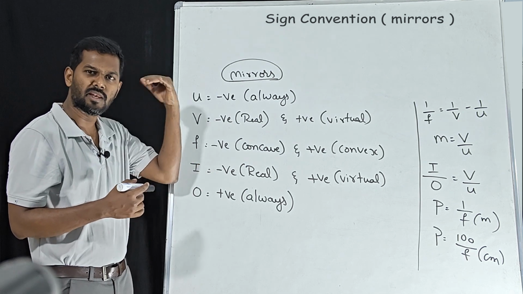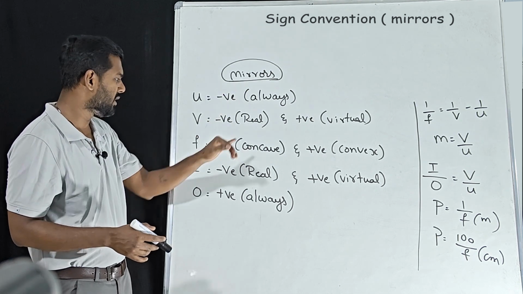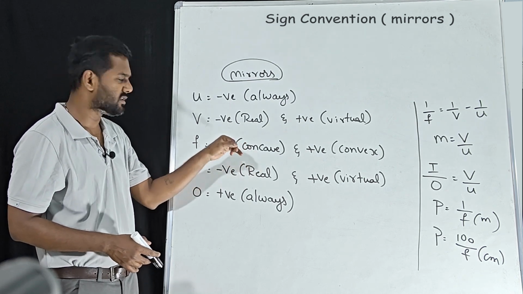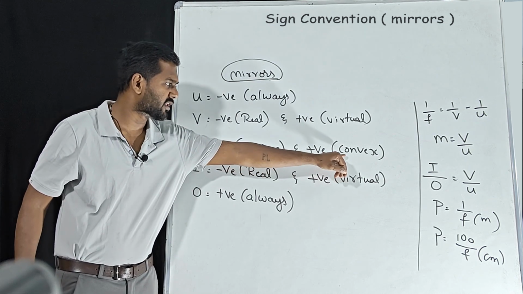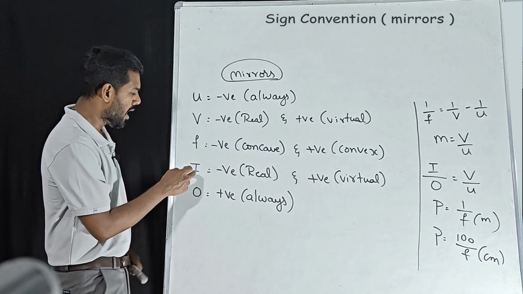See, focal length in lens and mirror is fixed for the different types. So for mirrors, whenever you get to know it is a concave mirror, it is always negative, and if it is a convex mirror, it is always positive.